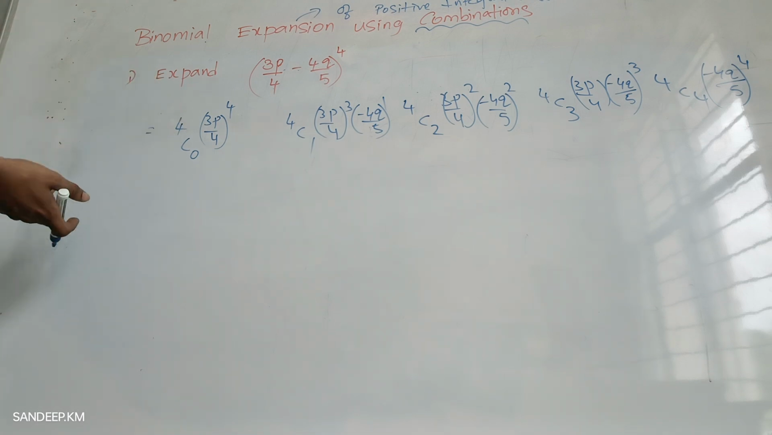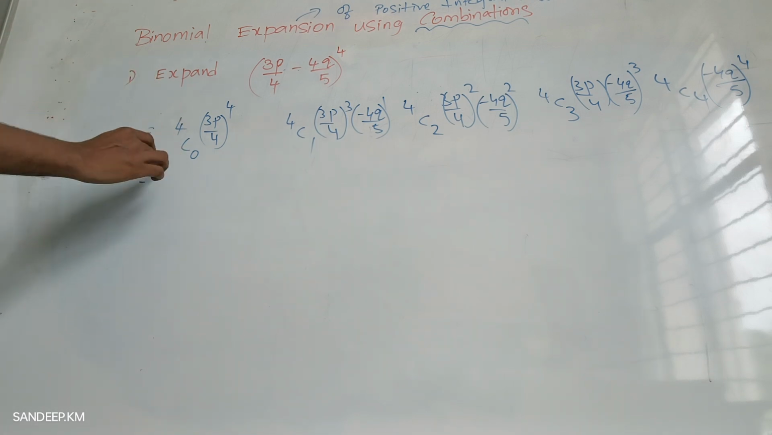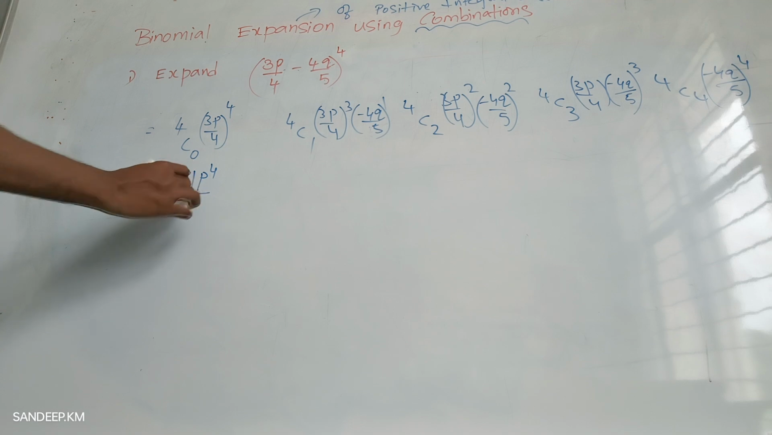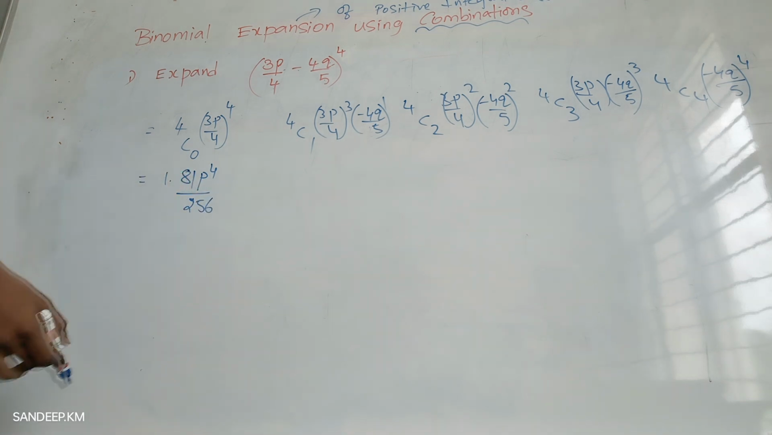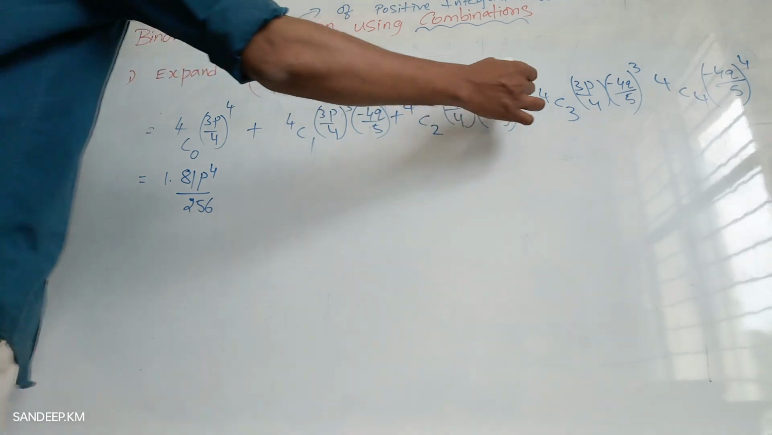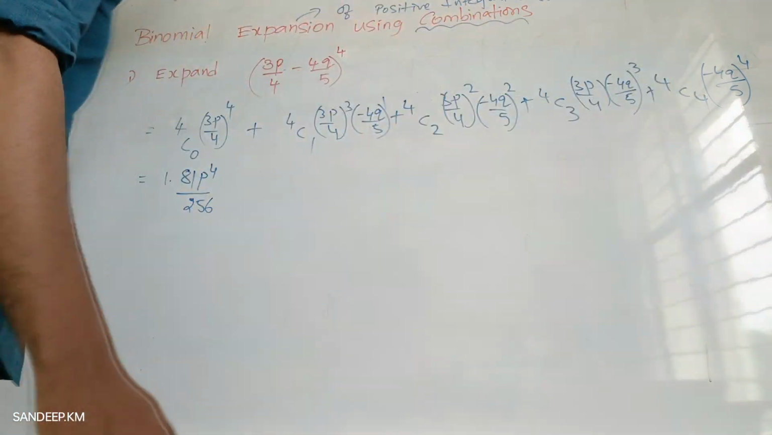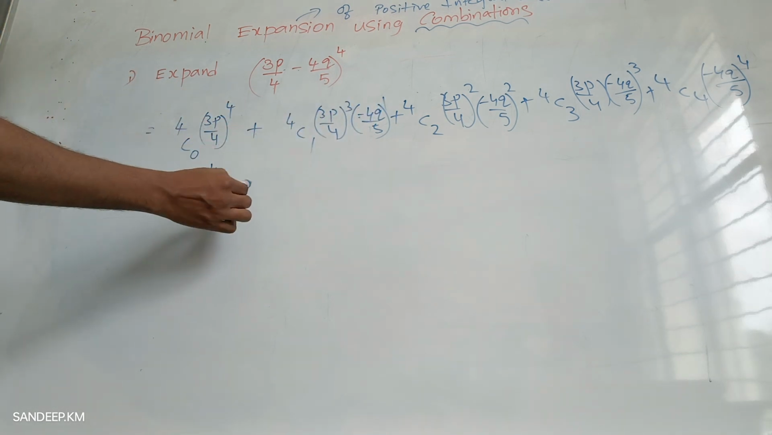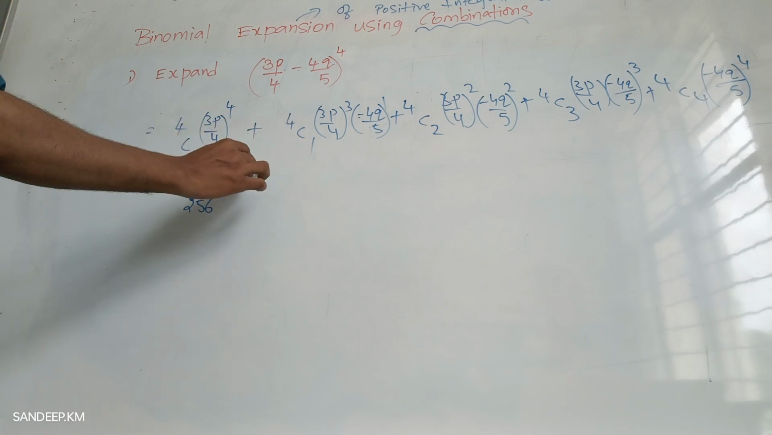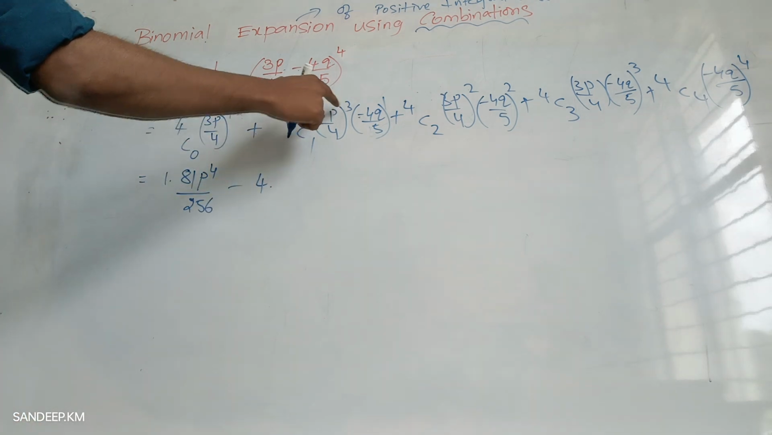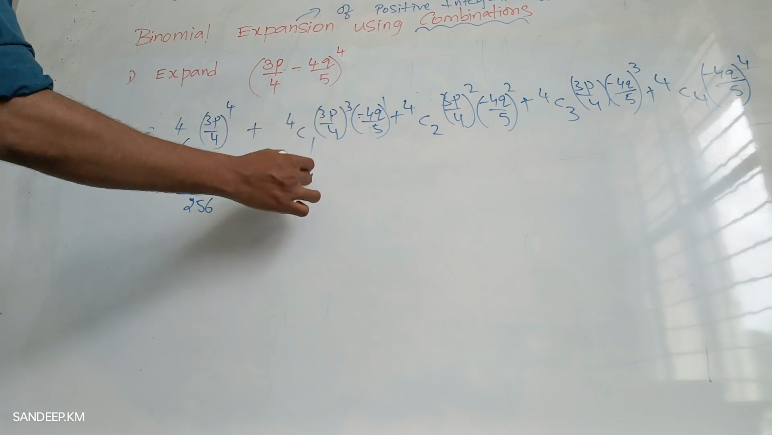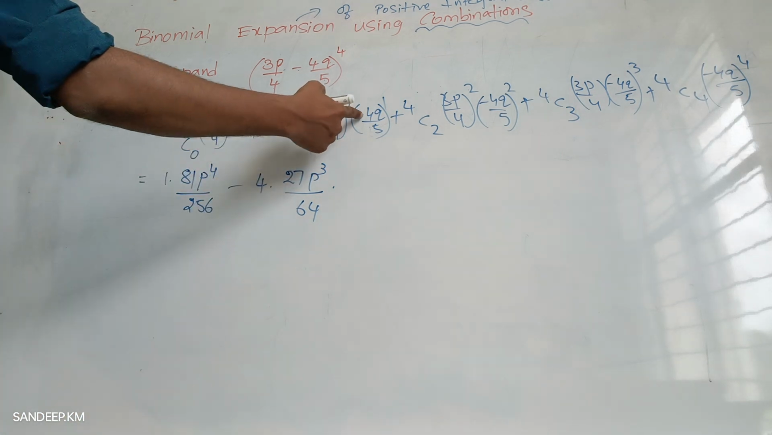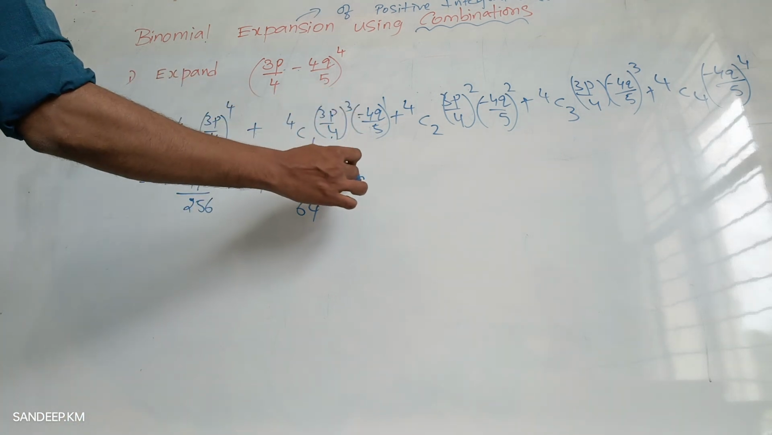Now, if you simplify it, you will get your answer. 4C0 value is 1. 1 into 3 power 4 is 81 into p power 4 by 4 power 4 is 256. I am supposed to keep the signs in between the terms, the plus sign. Next, let us decide the sign first. Minus power 1 is minus. Minus into plus is minus. 4C1 value is 4. 3 cube is 27. P cube divided by 4 cube is 64 into minus I have already taken out, you get 4 cube by 5.